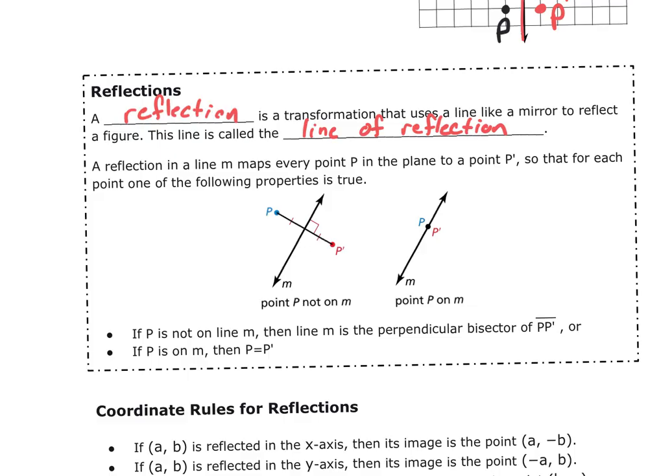Okay, if P falls on line M, then that's a piece of cake, right? Because where's P going to go? Nowhere, right? It stays right where it's at because it falls on the line. So you can't flip it over the line because it falls on the line. So if you happen to have a point that falls on the line, that point stays right where it's at, okay? Because it is falling on that line of reflection.